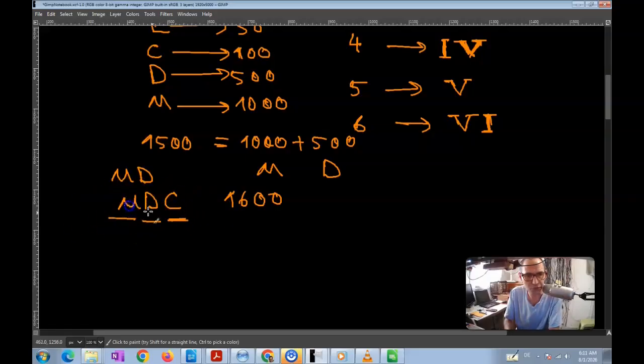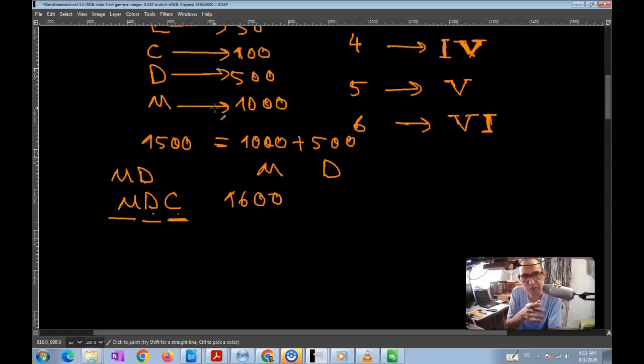Otherwise it doesn't matter where you put these. Whether you put your M over here or over here or over here, the value of the M is going to be 1000. Of course you're not supposed to do that, but it doesn't matter where you put it. The value is going to remain the same. Whether you put your D in the middle or on the right or on the left, your D is always going to have a value of 500. And of course your C, the value always remains 100.